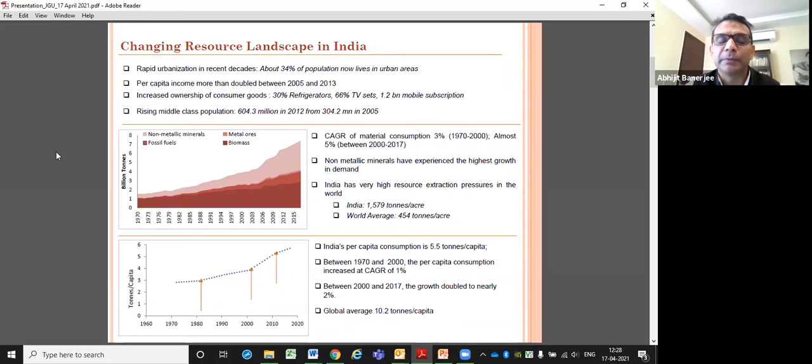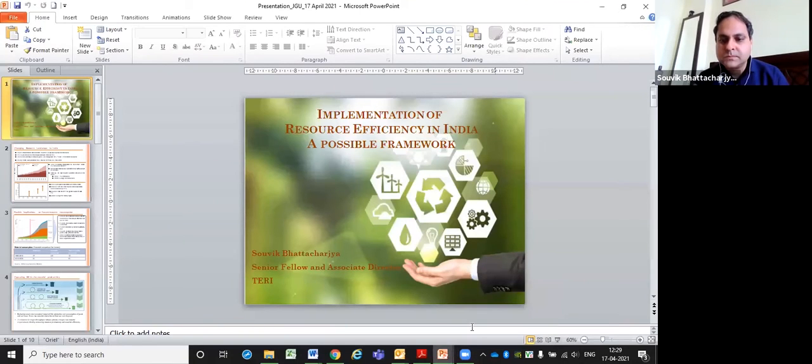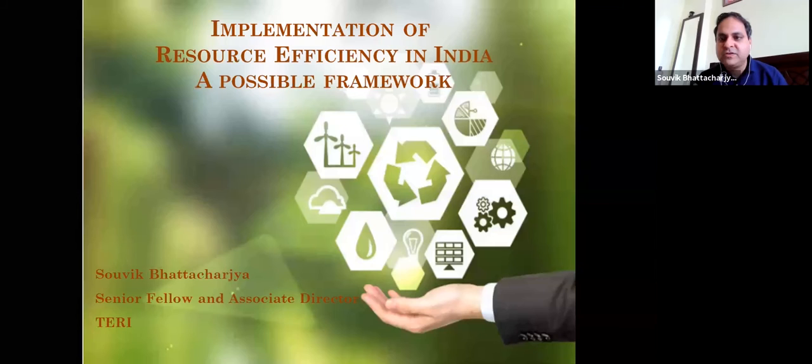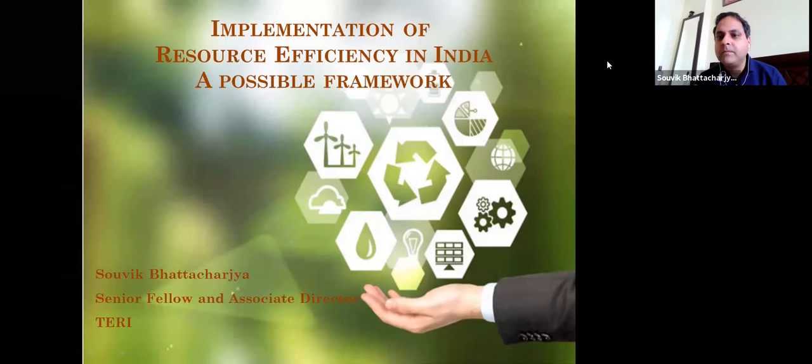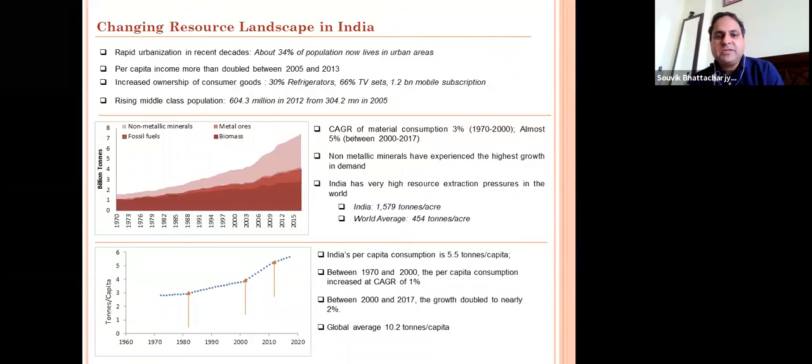Someone is pointing out the PPT is not full screen. Okay, so maybe I'll switch to, let me stop sharing, and then I might go to this. Is it now visible? Yes, go ahead. Thanks, Abhijit, for pointing it out.